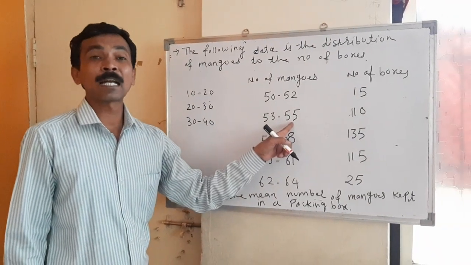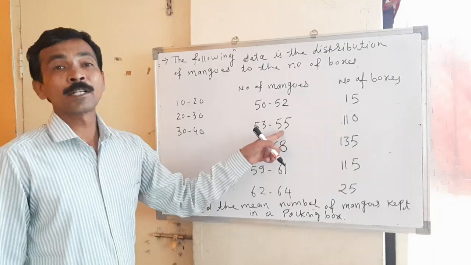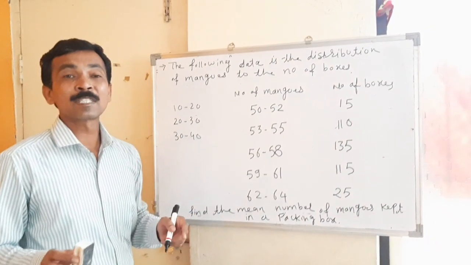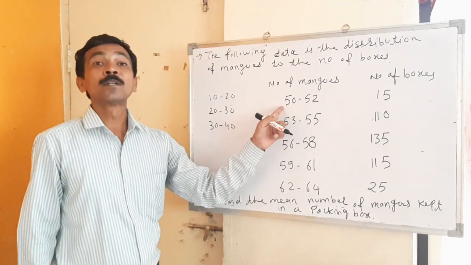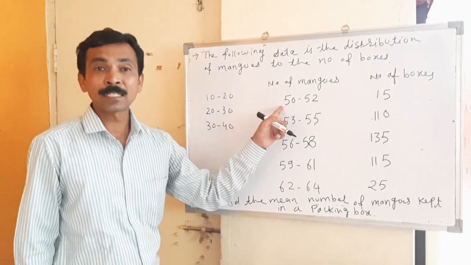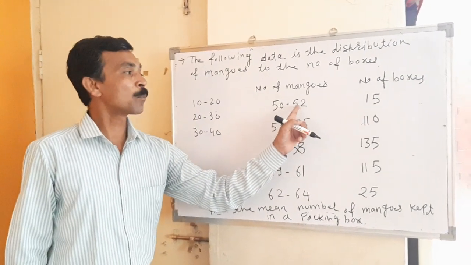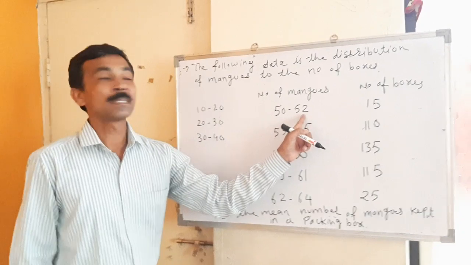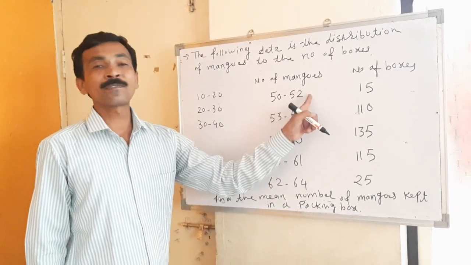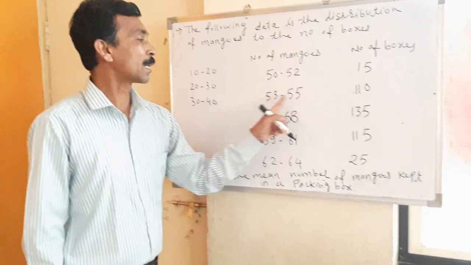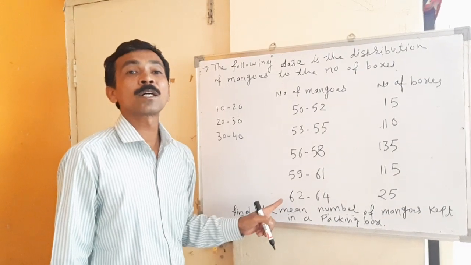So we have to make the class interval continuous. And to make the class continuous, what do we have to do? We have to subtract 0.5 from the lower limit. Again I repeat, to make the class interval continuous, we have to subtract 0.5 from the lower limit and add 0.5 to the upper limit. That means we subtract 0.5 from 50 and add 0.5 to 52. Similarly, we have to do this for the other class intervals also.